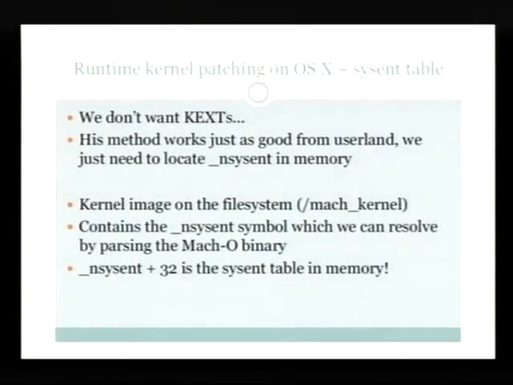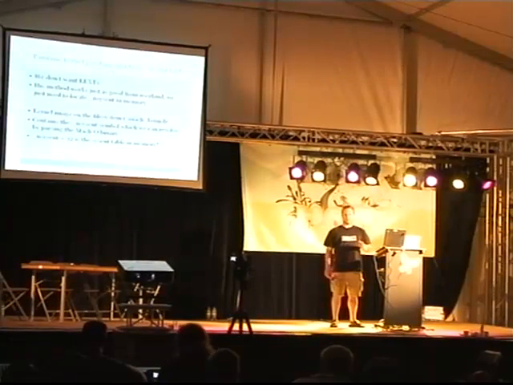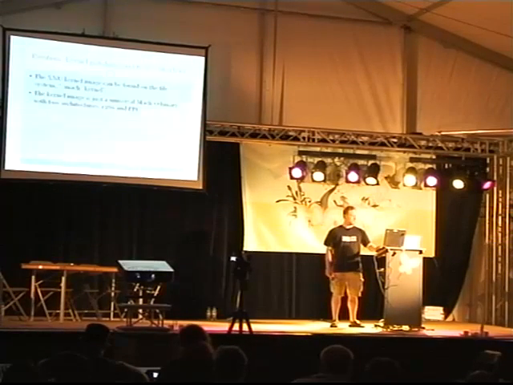Now, doing this in user space is basically the same thing. We don't have the kernel extension where we can just reference an object like nsysent, but we have access to the actual kernel. It's in /mach_kernel. And it contains the nsysent symbol, which can be resolved just as we do inside a kernel extension. And as I said before, it's just 32 bytes away.